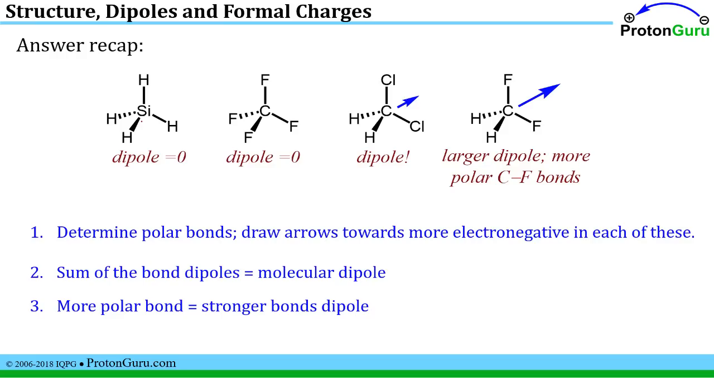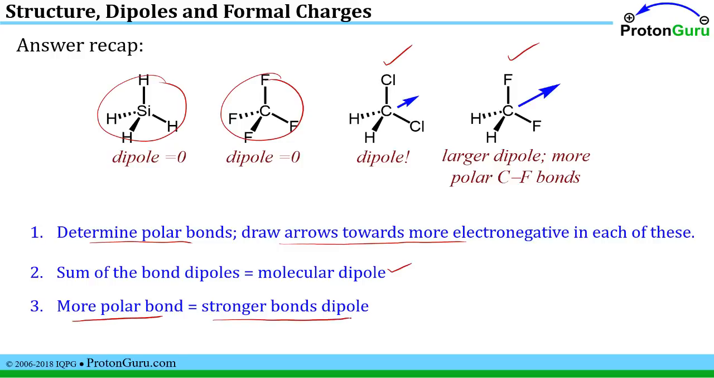And just to recap how we address this type of problem, you need to determine which bonds are polar, draw arrows towards the more electronegative of these, looking out for the canceling out of bond dipoles when you're thinking about the molecular dipole. The sum of the bond dipoles is the molecular dipole, and you have a non-zero sum in these two cases. Sometimes they'll tie if you're just looking at the direction of the dipole, and in that case you have to know that the more polar bonds lead to stronger bond dipoles.